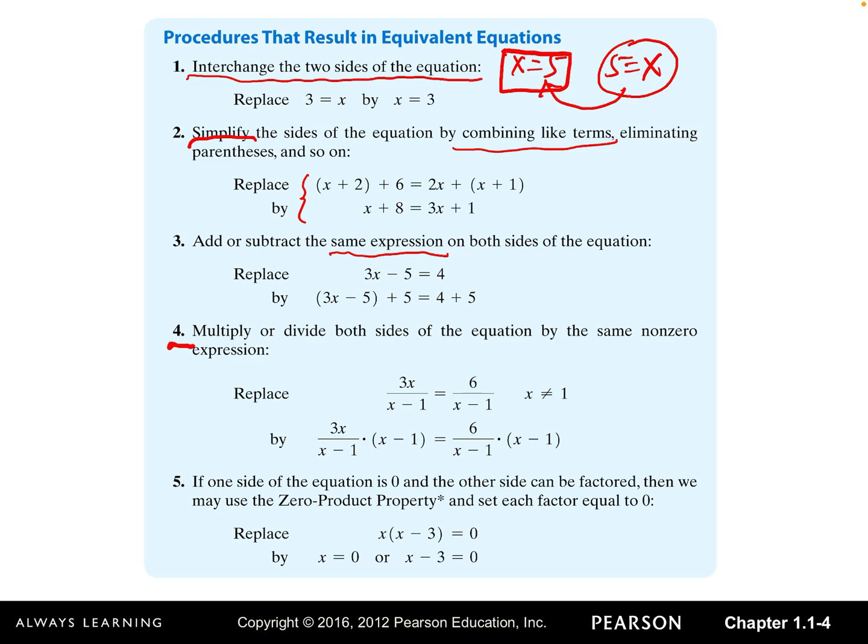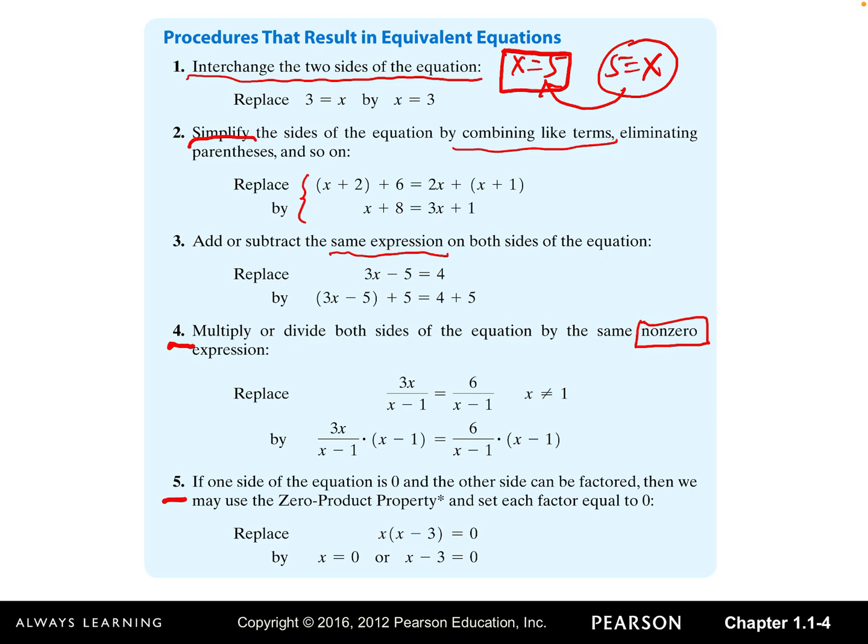The fourth procedure is called the multiplication principle of equality. It states that when you multiply or divide both sides of an equation by the same non-zero expression, the key here being that you have to multiply by a non-zero expression, then both sides of the equation remain equivalent. It doesn't change anything when you multiply both sides by the same number or expression.